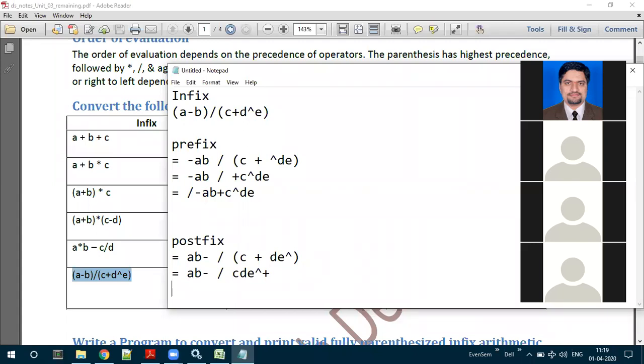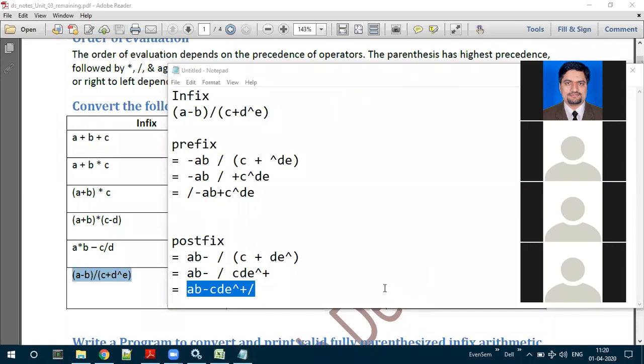Then the final step. What is the operation? We have division. For division, what are the two operands? AB minus and CDE power plus. So first write down the first operand, AB minus. Then the second operand, CDE power plus. Then the operator, division. This gives us the postfix expression of the given infix expression.